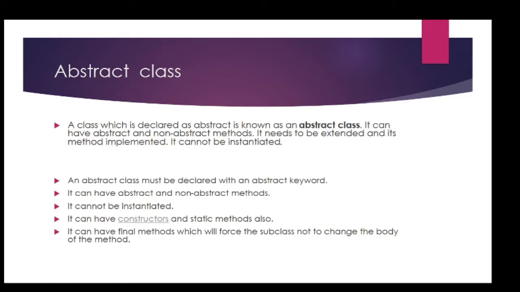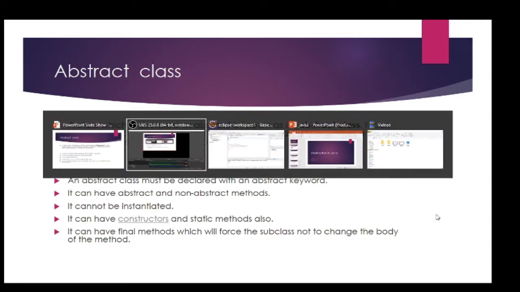It can have abstract and non-abstract methods. It cannot be instantiated. It can have a constructor and a static method also. It can have a final method, which forces the subclass not to change the method. Let's see the example in Eclipse.